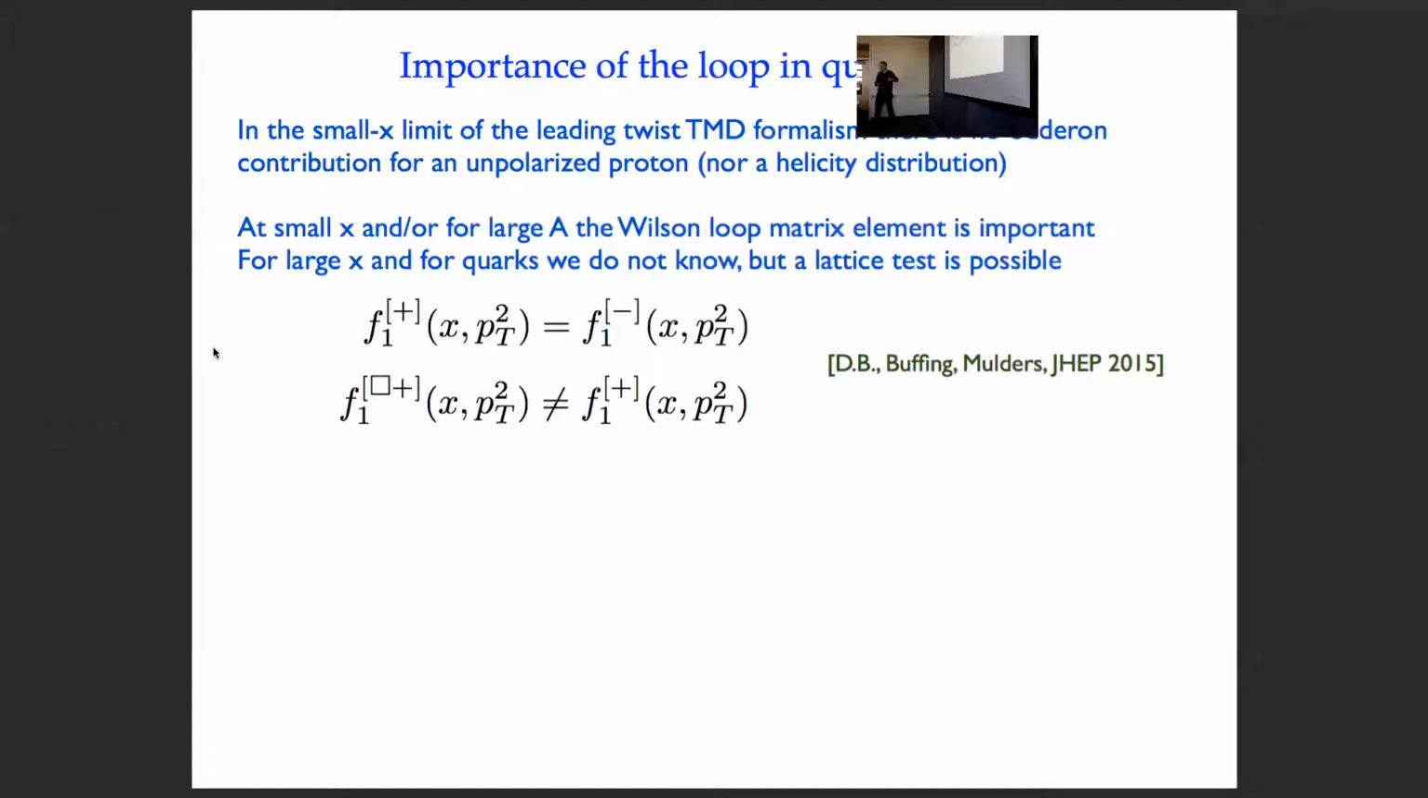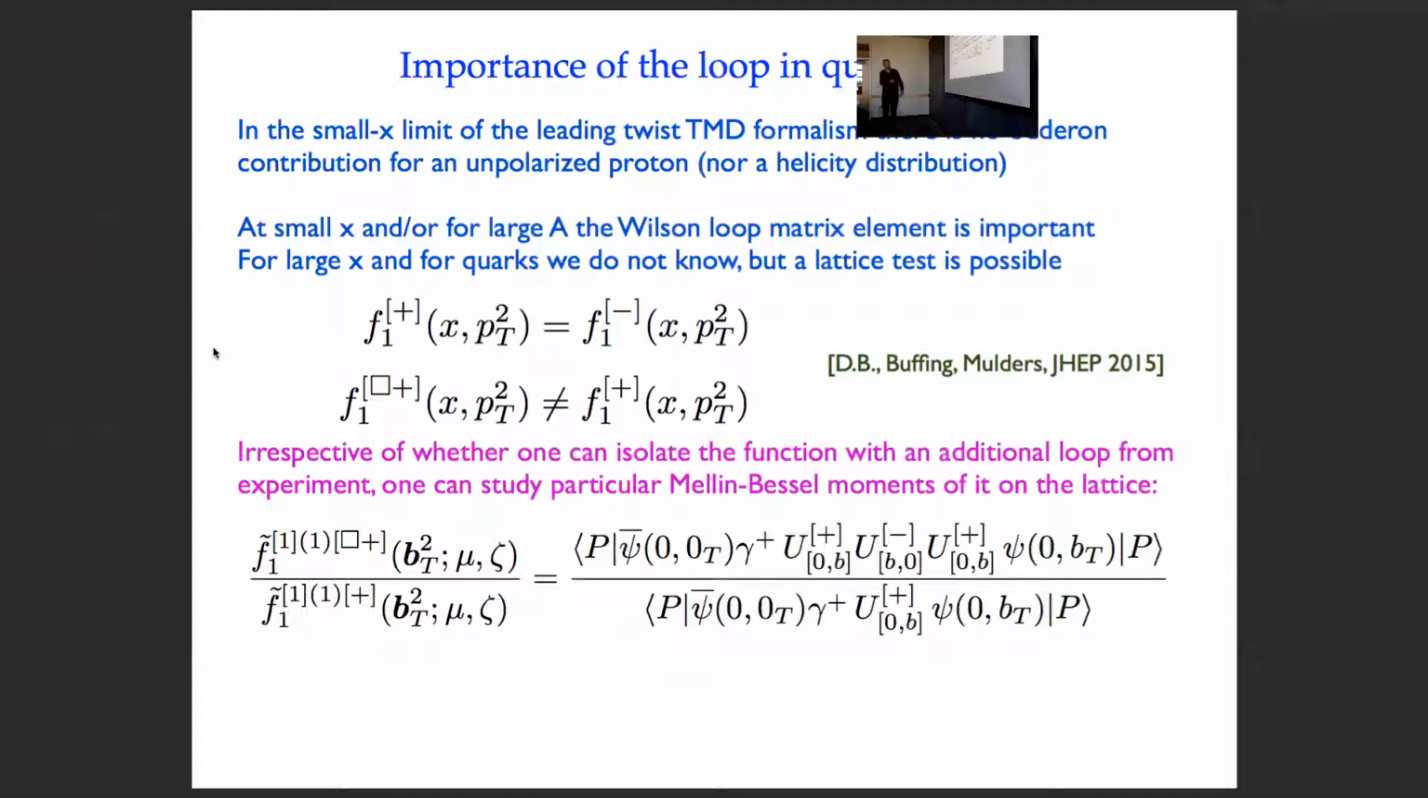So apart from the fact that you have a process that probes that thing, that singles that out, if you look at that thing, it is not this thing. But we don't know how much it differs. So this loop around, the F mu nu field there, we don't know how much it contributes in some matrix element of the proton. Out of curiosity, what kind of process would probe this kind of looping? It's independent of whether one can isolate the function with this loop from experiment.